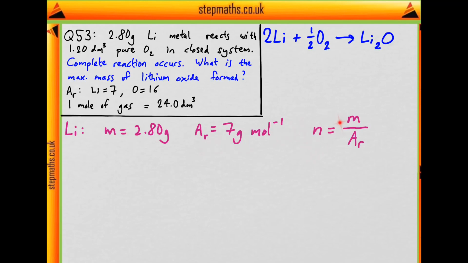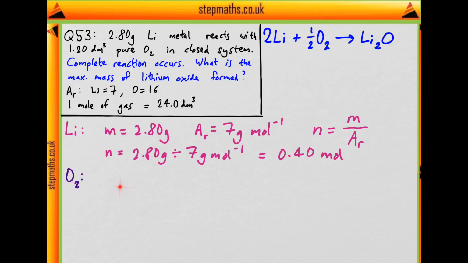Well, we know number of moles is mass divided by relative atomic mass. So let's put the numbers in. We get 2.8 divided by 7. Well, 28 divided by 7 would be 4. So 2.8 divided by 7 would be 0.4. And that's how many moles we have of lithium. So next, let's work out how much oxygen we started with.